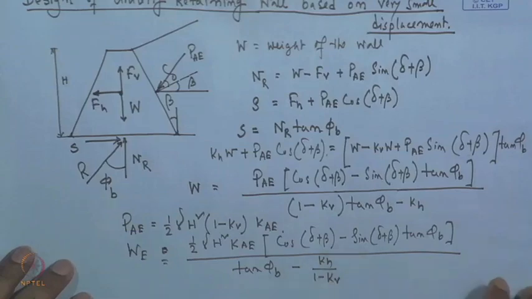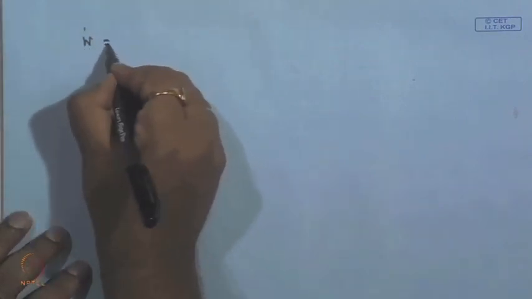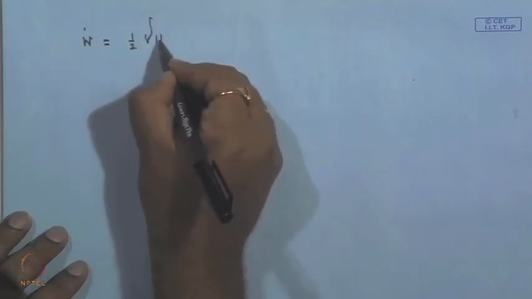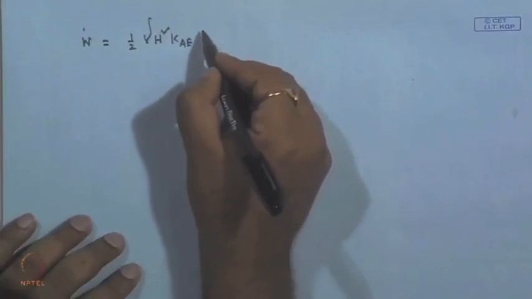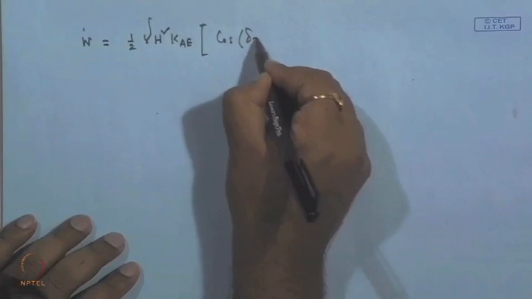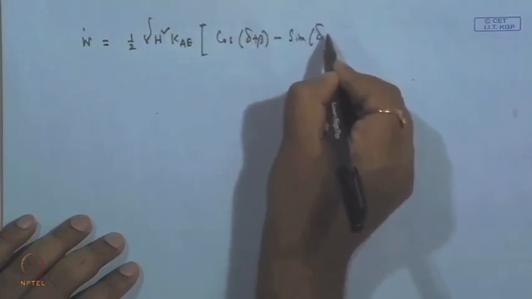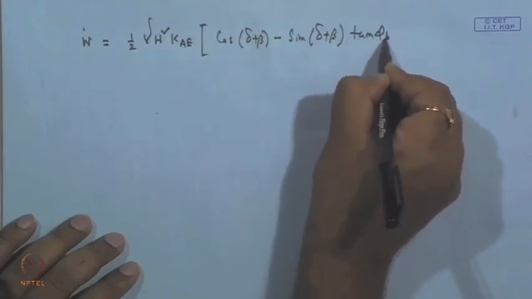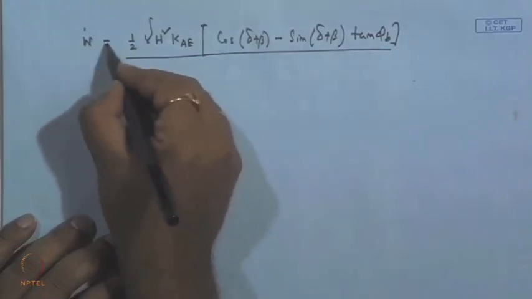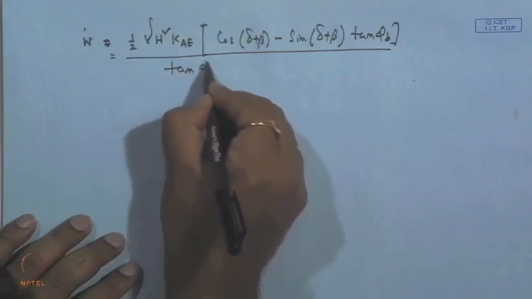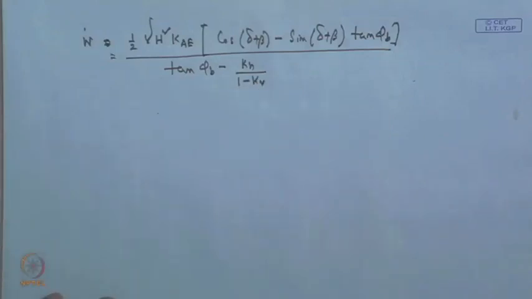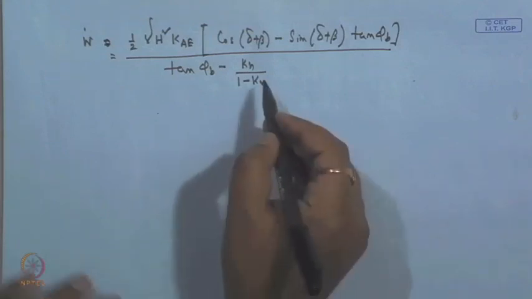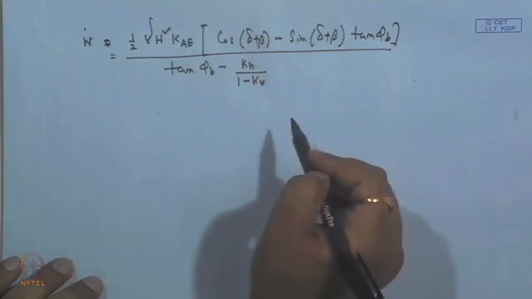So, now if I again write the final expression of the W, that W is equal to half into gamma H square K_AE. K_AE expression is already given in the previous section. So, that is equal to cos(delta plus beta) minus sin(delta plus beta) into tan phi_b, then tan phi_b minus K_h over (1 minus K_v). So, now this expression will give you the final expression of the W. W means weight of the gravity retaining wall.